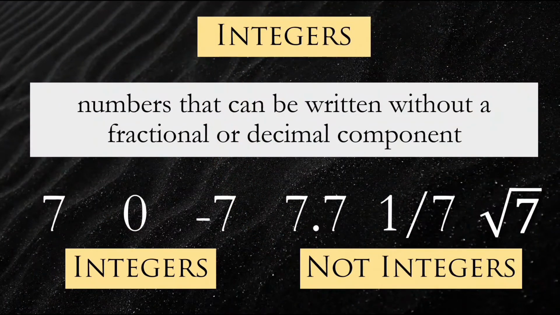So guys, here we go. First, let's refresh what integers are. So these are numbers that can be written without a fractional or decimal component. Thus, 7, 0, and -7 are counted as integers as they've got no fractional or decimal component, while 7.7, 1/7, and the square root of 7 have fractional or decimal components. Therefore, they're counted as non-integers.